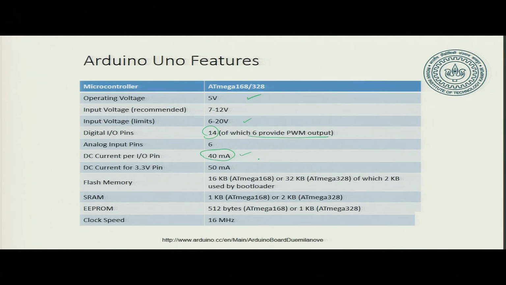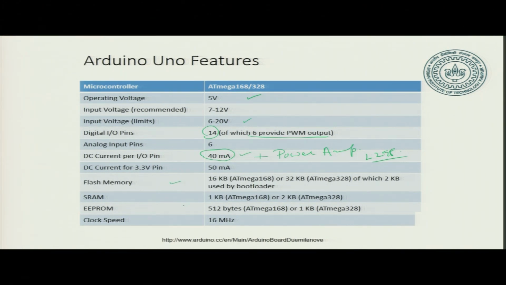Now, 40 milliamperes is not enough to drive a DC motor normally. Okay. So, you might have to have some kind of a power amplifier here, an L298 kind of a power amplifier. Why? Essentially because the current that is going out here is very, very small. Sometimes it is enough to drive a motor, okay, but larger motors it cannot drive.